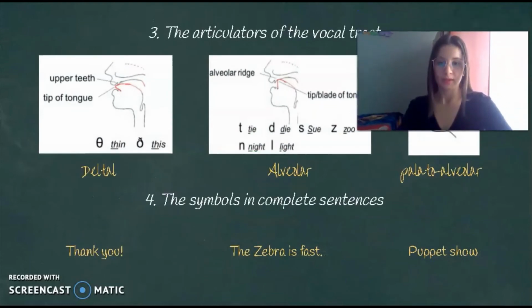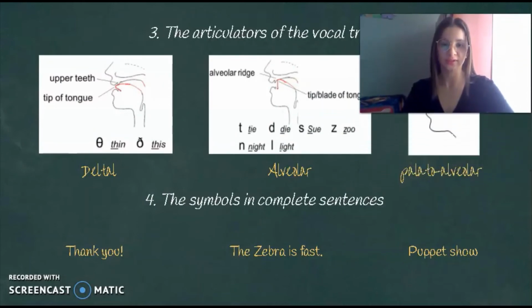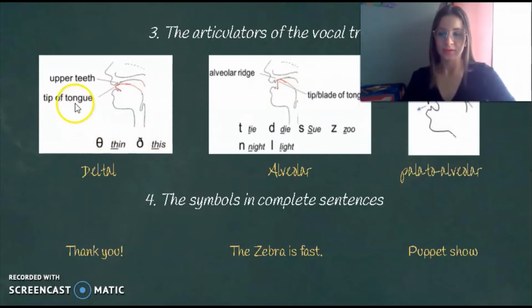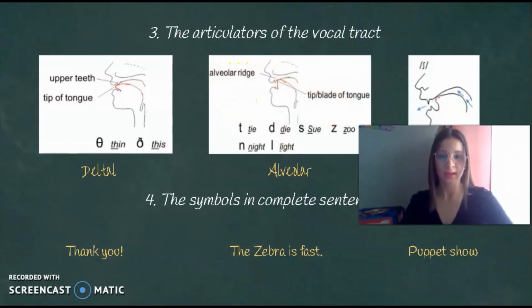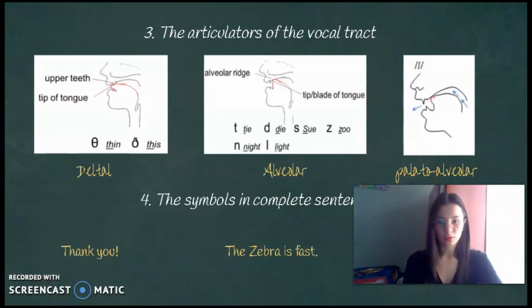The articulators of the vocal tract. The dental is the upper teeth and the tip of the tongue. The alveolar is the alveolar ridge and the blade of the tongue. The palatal alveolar: the blade of the tongue comes in contact with the alveolar ridge.